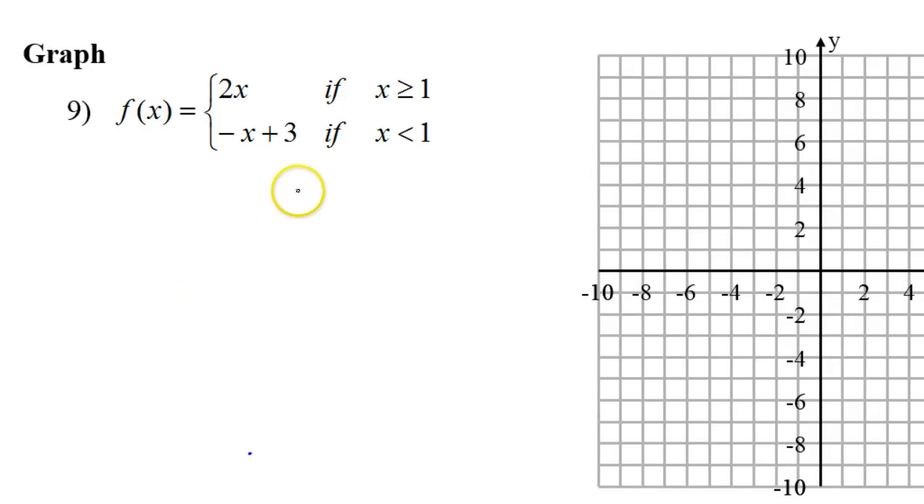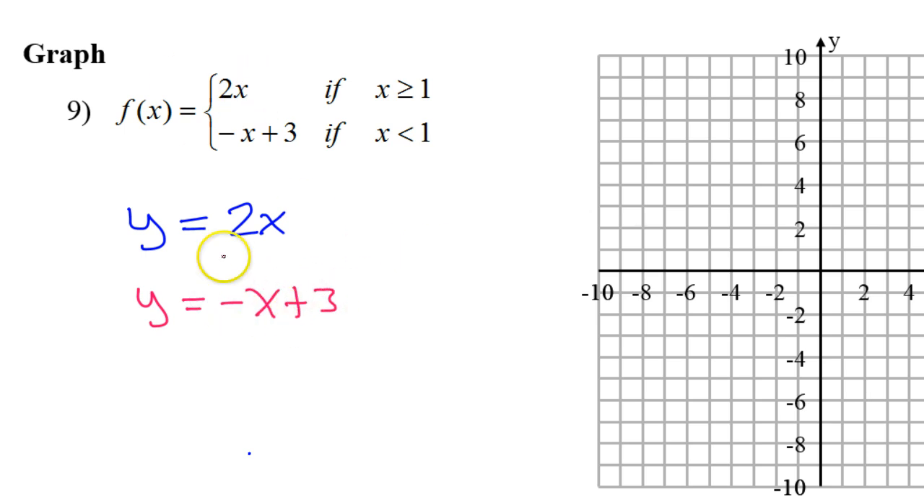All right, in this video, we will be graphing a piecewise function shown right here. Now, when you look at a piecewise function, you should be seeing two different functions that are sort of being grouped together. So this top piece, imagine if we had y equals 2x. And for this bottom piece, imagine that we had y equals negative x plus 3.